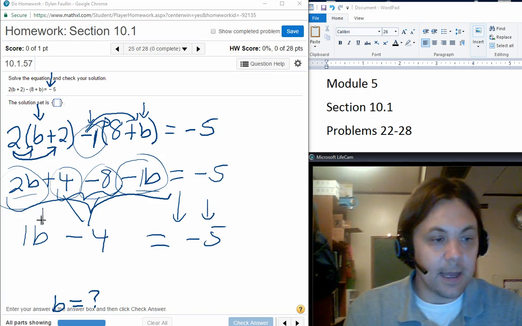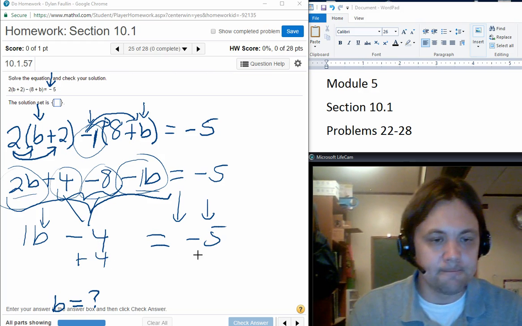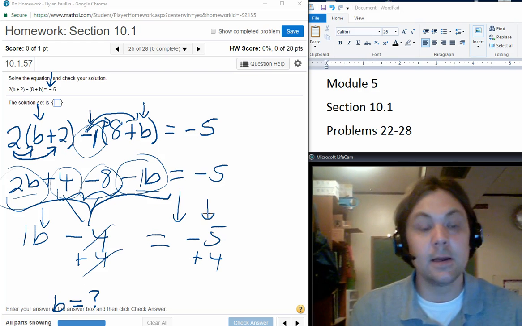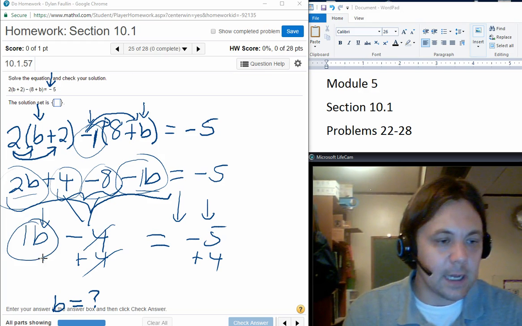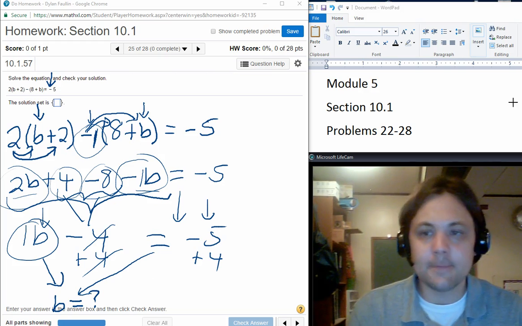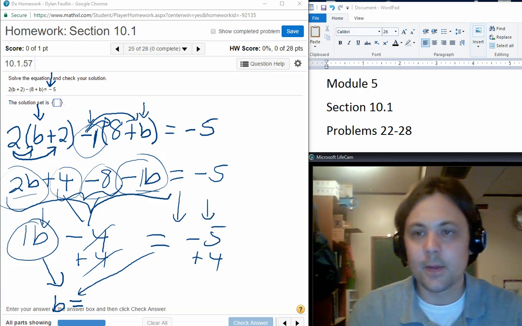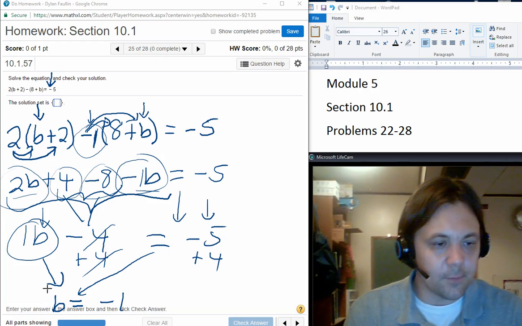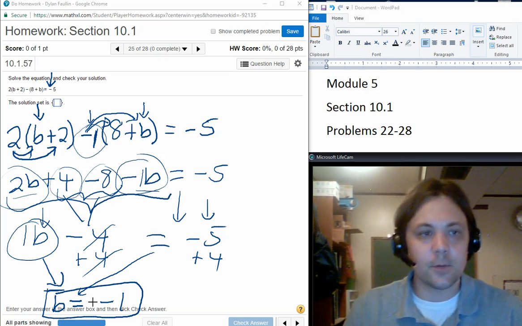Now to get b by itself, we want to get rid of the minus 4. We do that by adding 4 to both sides of the equation. Right, we add 4 to cancel out the minus 4. To balance that out, we also have to add 4 to the right-hand side. 1 times b is just equal to b. We copy down the equal sign, and we simplify the right-hand side here. Negative 5 plus 4 is going to be negative 1. And so we get our solution of b equals negative 1.